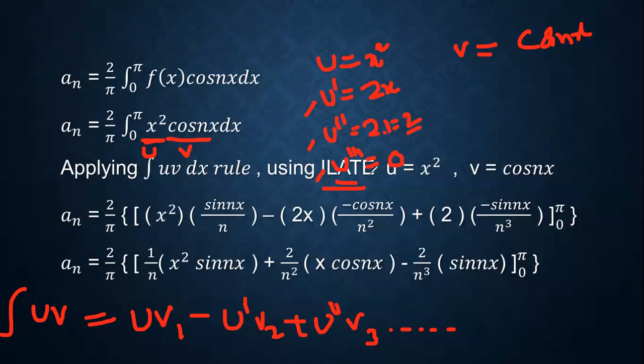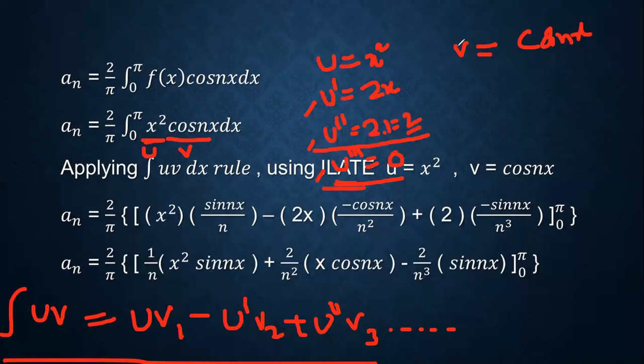So you have to expand this series up to u double dash. At the third derivative, the u value becomes 0. So up to here only you can take the values, and up to here only you can expand the series.